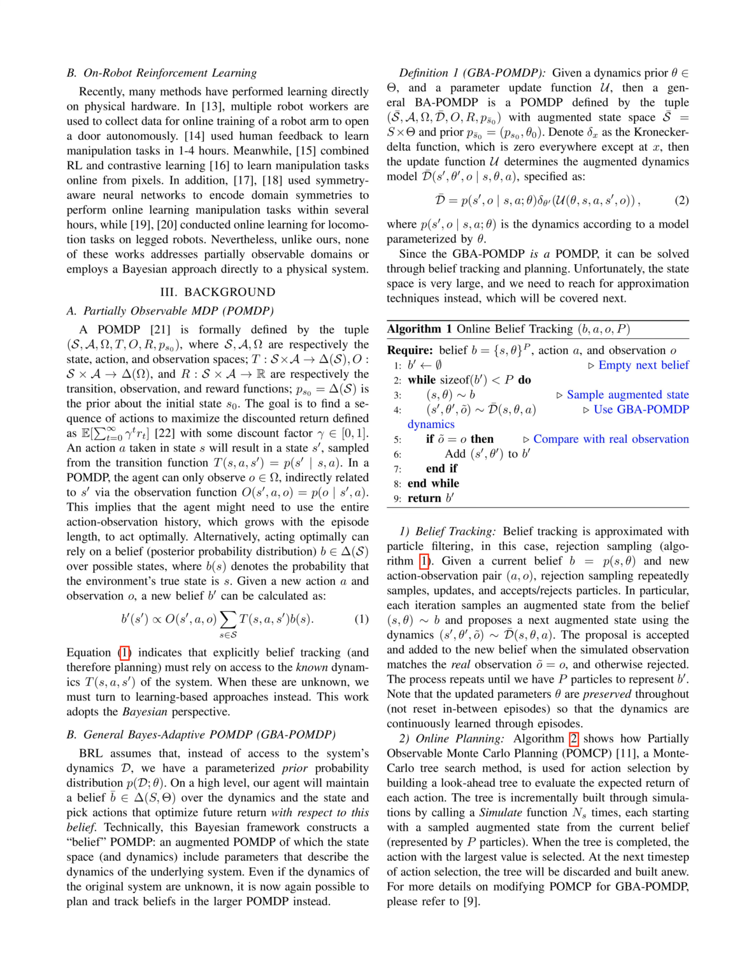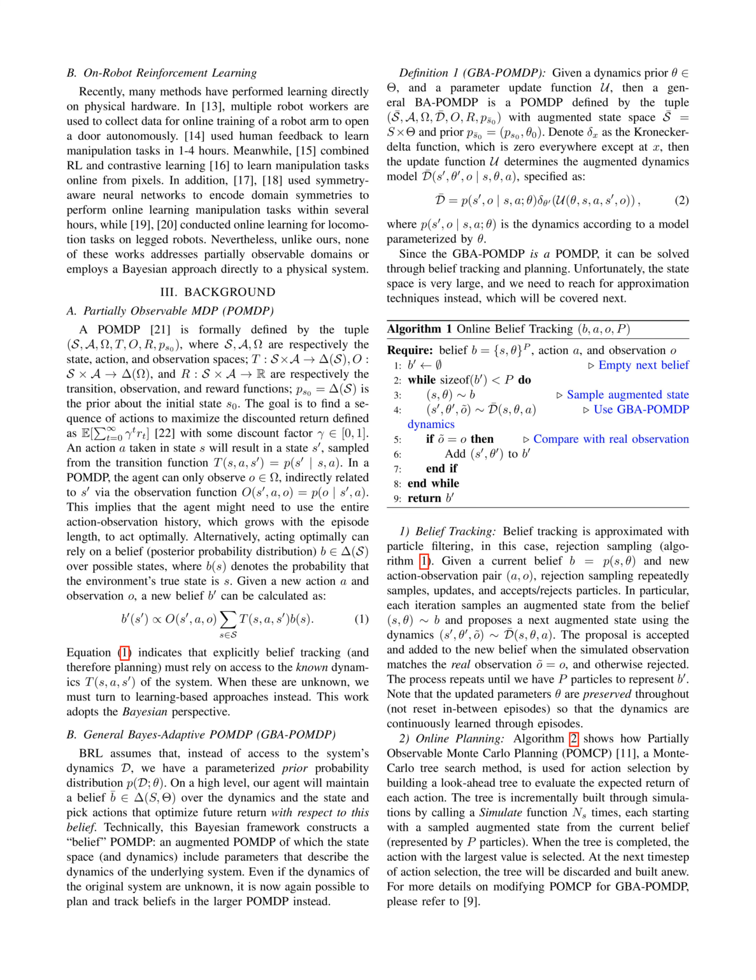An action A taken in state S will result in a state S', sampled from the transition function T(S, A, S') = P(S'|S, A). In a POMDP, the agent can only observe O indirectly related to S' via the observation function O(S', A, O). This implies that the agent might need to use the entire action observation history, which grows with the episode length, to act optimally. Alternatively, acting optimally can rely on a belief, a posterior probability distribution, B(S) over possible states, where B(S) denotes the probability that the environment's true state is S.